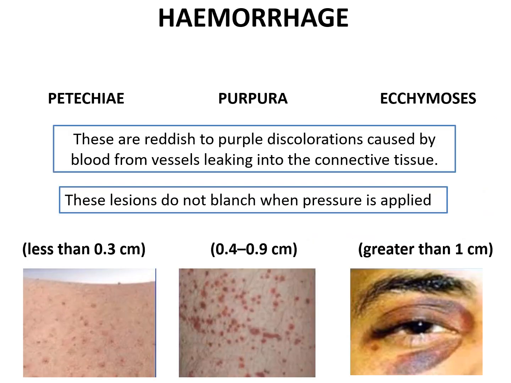Next, a hemorrhage. A hemorrhage can be classified into three types: petechiae, purpura or ecchymosis. These are reddish to purple discolorations caused by blood from vessels leaking into the connective tissue. These lesions do not blanch when pressure is applied. In case the lesions are less than 0.3 cm, it is said to be a petechiae. If the size ranges from 0.4 to 0.9 cm in diameter, it is said to be a purpura, and in case it is greater than 1 cm in diameter, it is classified as an ecchymosis.